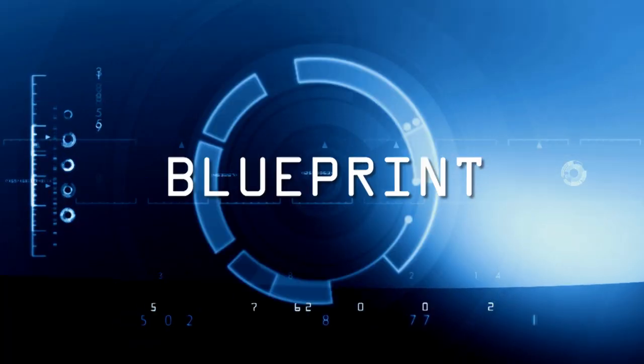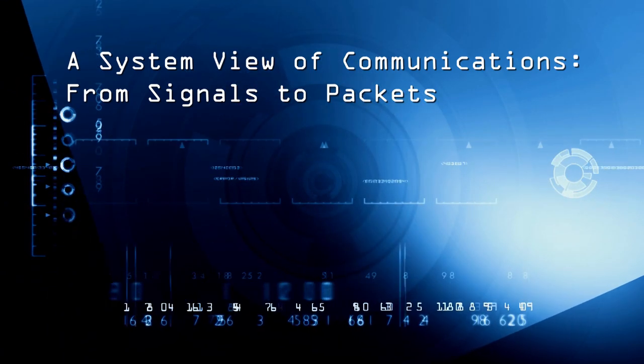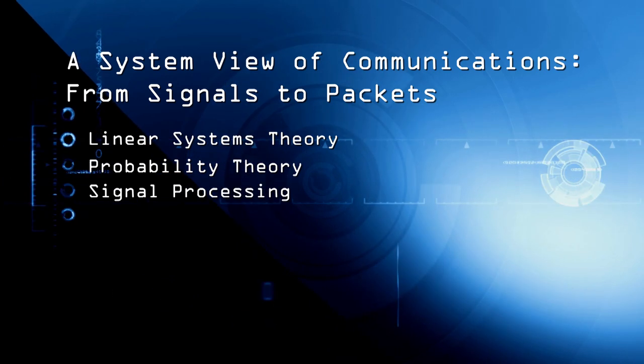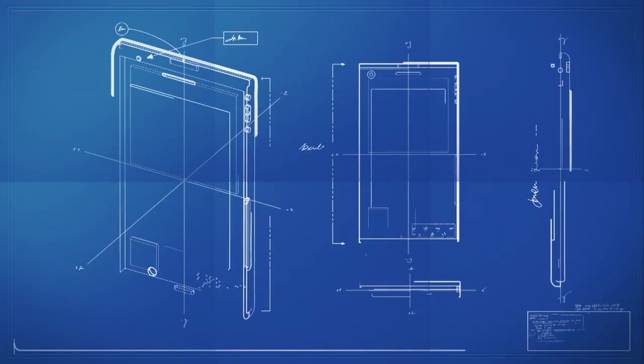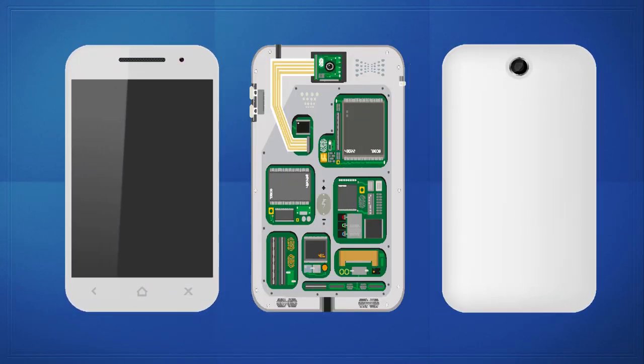This course, System View of Communications, from Signals to Packets, provides that blueprint for you. It focuses on the mathematical aspects of the electronic engineering curriculum, including linear systems theory, probability theory, signal processing, and communication systems and networking. Our goal here is not to give you an in-depth account of this, but rather to show you how they fit together in the design and analysis of a wireless communication system, such as your mobile phone. The course is divided into three parts.